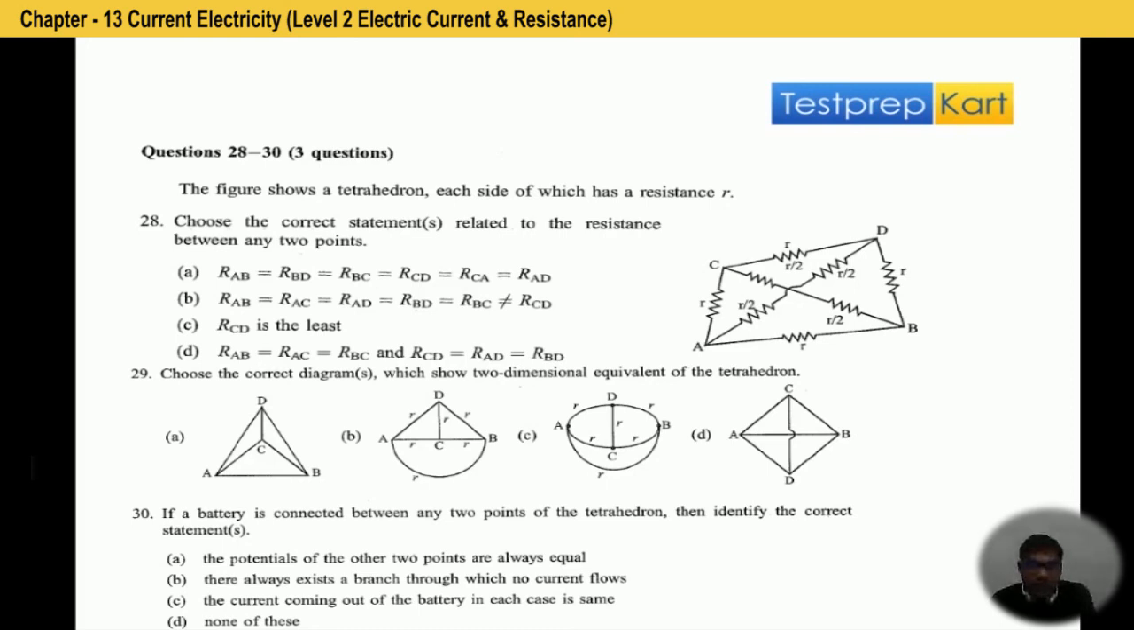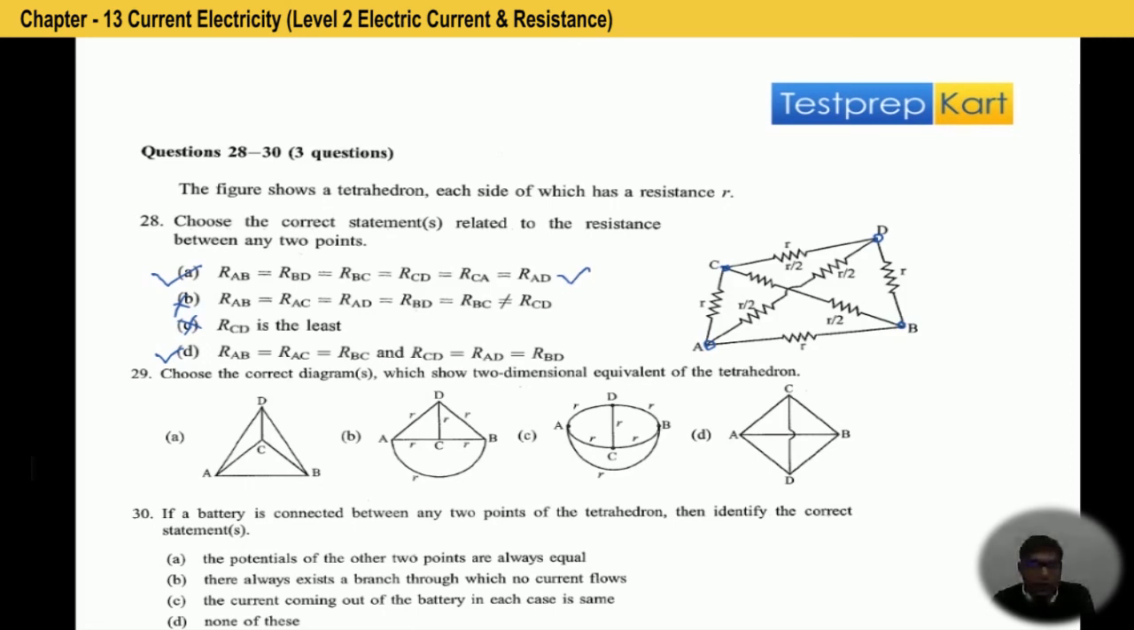So here we can see that this entire circuit is symmetric. So if we'll take any 2 point, any pair of points, then we'll get same resistance, right? So RAB equals to RBD equals to RBC, RCD, RAD. All resistances will remain same just because of symmetry. Okay. Next, if all are same, then these two options would not be right. Next is RAB equals to RAC equals to RBC and RCD equals to RAD equals to RBD. It is again right because it is already shown in option A.